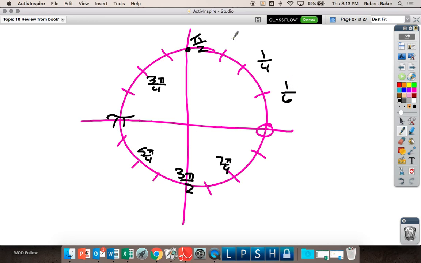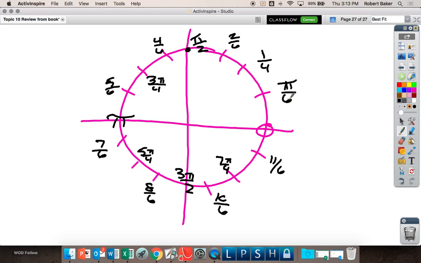1/6, 2/6, 3/6, checkpoint. 4/6, 5/6, 6/6, checkpoint. 7/6, 8/6, 9/6, checkpoint. 10/6, 11/6, 12/6, checkpoint. So you can go back and clean up pi.